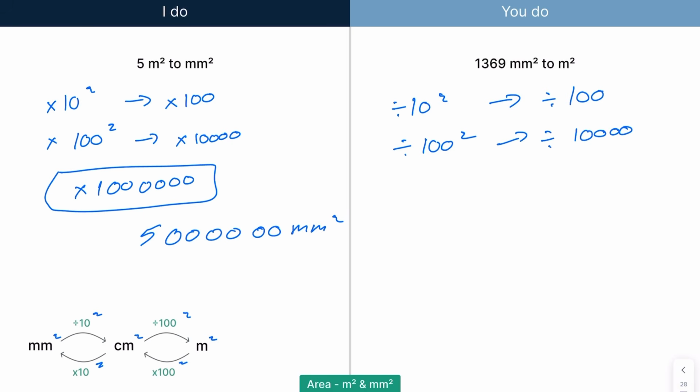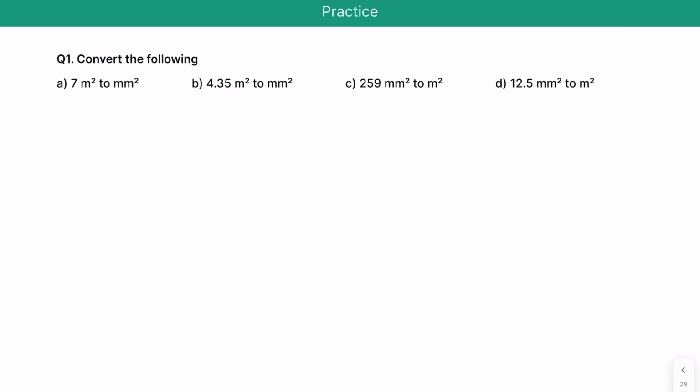So again, if you combine them together, that just means you add all the zeros. So 4, 5, 6. So I just need to hop the decimal 6 times. 1, 2, 3, 4, 5, 6. So the answer is 0.00139 meters squared.